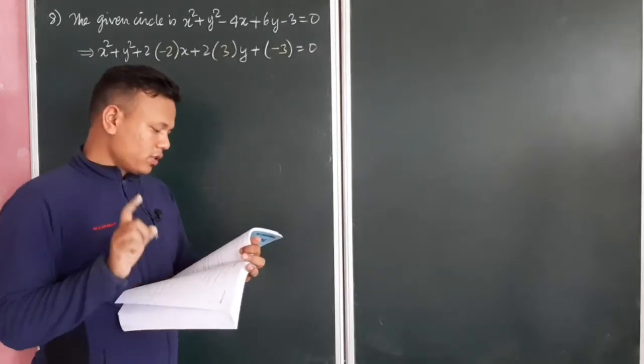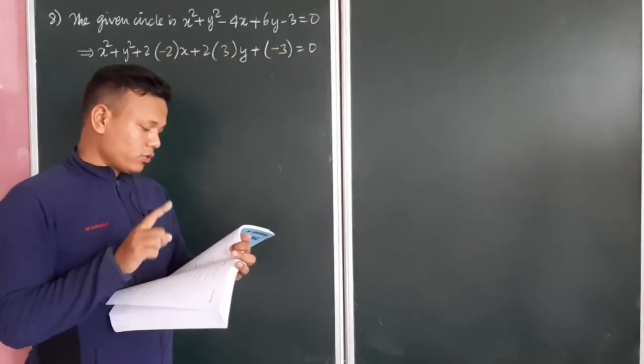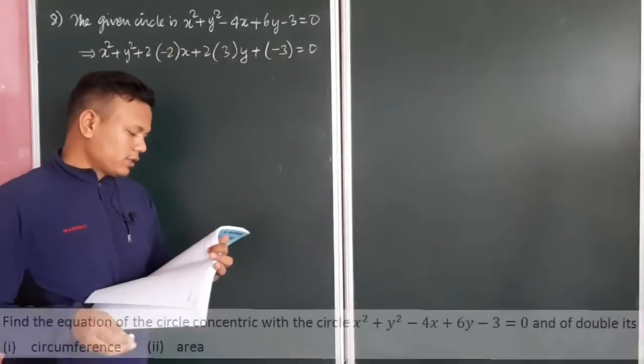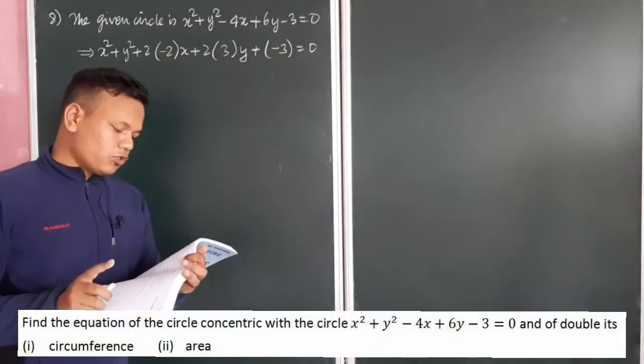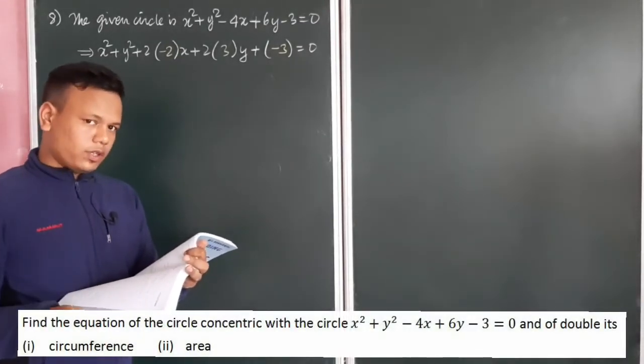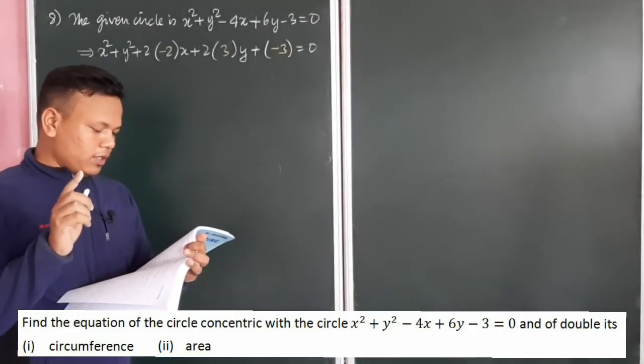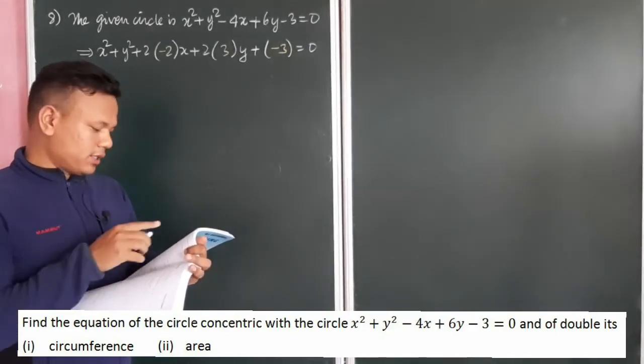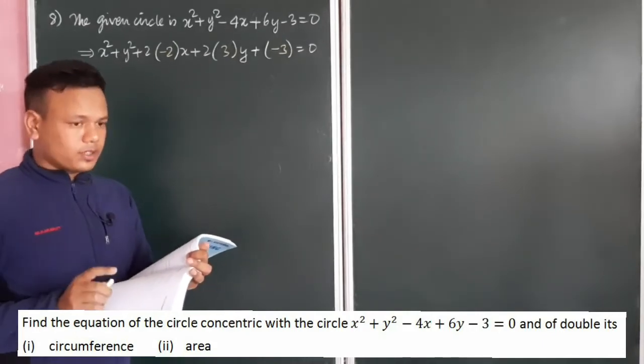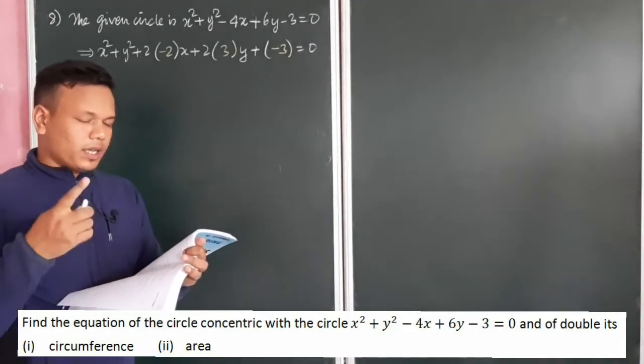So dear students, let me take the last question for the day. Question number 8 has 2 parts. The question says, find the equation of the circle which is concentric with the circle and of double its circumference. Number 1 is circumference and number 2 is area.